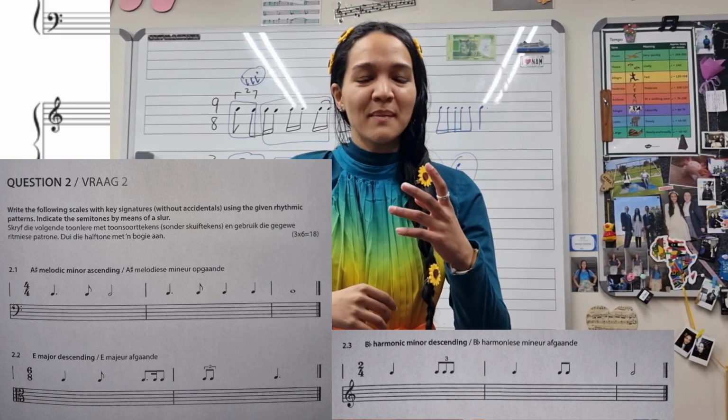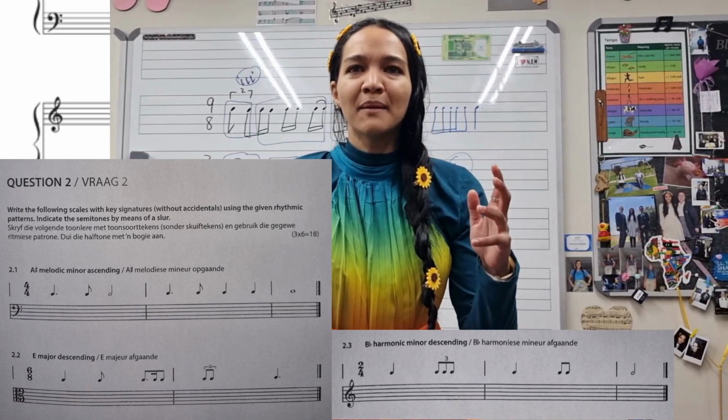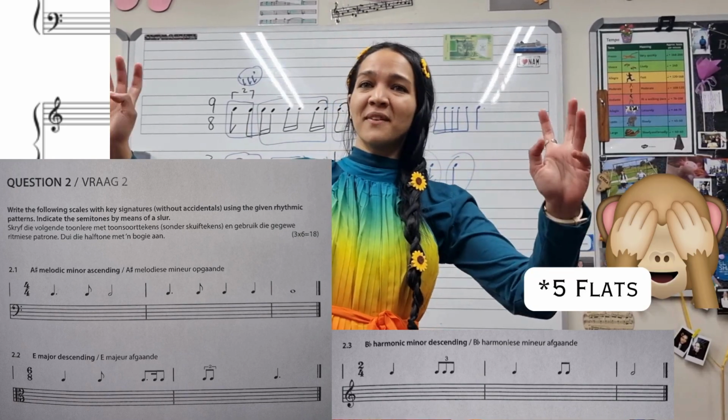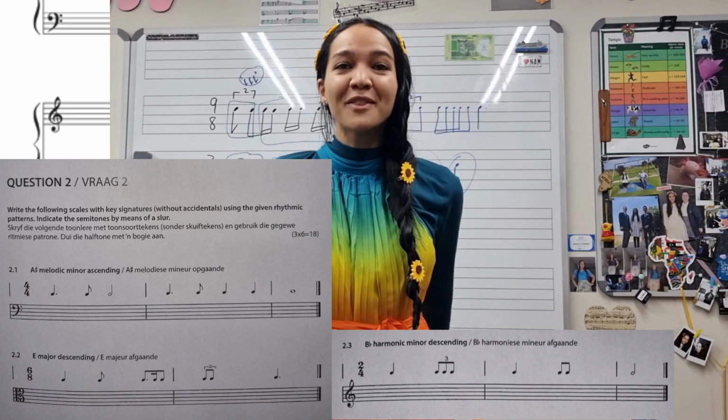And then we have E major, which also has 4 sharps, and then B flat harmonic minor. Oh my goodness, it's related to G flat major, which has 6 flats. So wow, they're really throwing it at us.